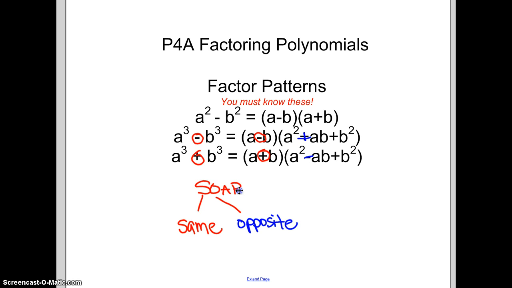And then the A and the P stand for always positive. The third sign right here is always positive. So that might help you to memorize those.